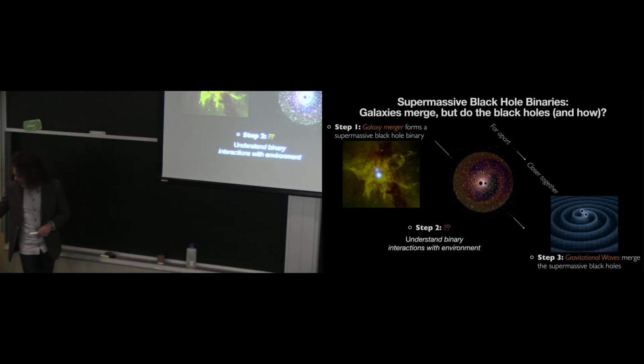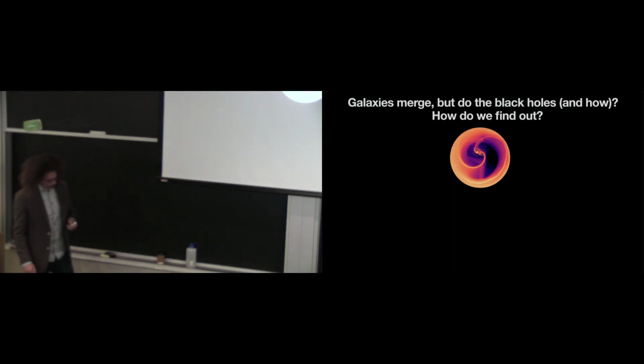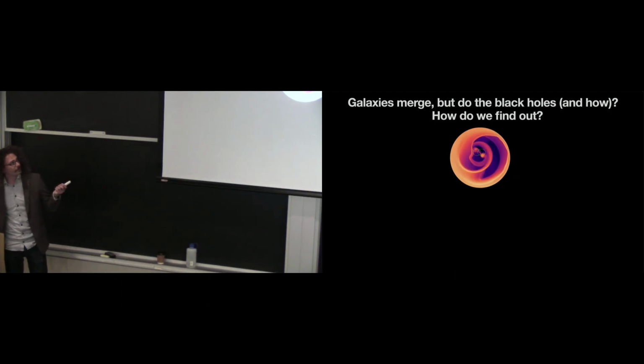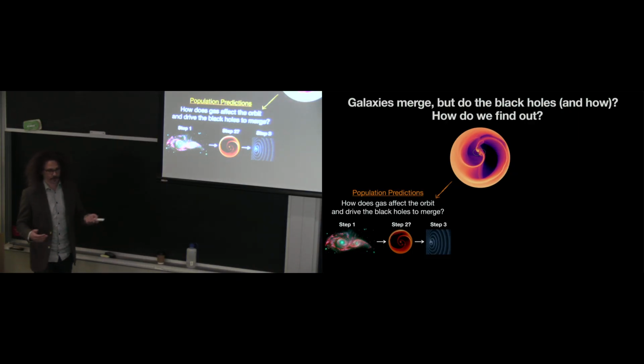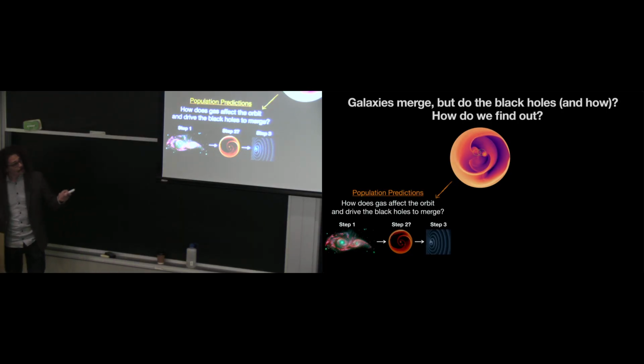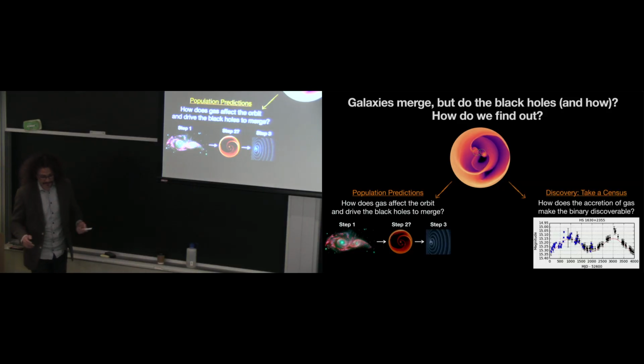So that brings me to the approach I have to trying to solve this bigger picture problem. We have this environmental interaction of a binary with gas. If we can model this sufficiently, we can predict how the orbit will change over time, and we can use that to make population predictions for the supermassive black hole binary population. Okay, population predictions are something, but interaction of gas with black holes is also famous for making them very bright, right? So this should also give us a way to look for these systems in the universe with electromagnetic signatures, also gravitational wave signatures, and take a census.